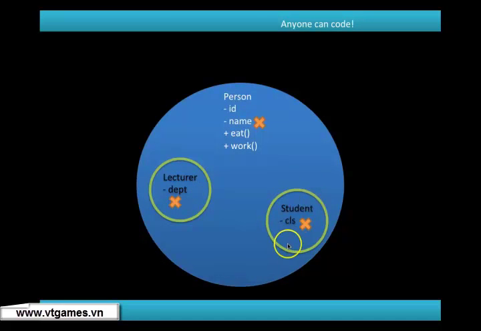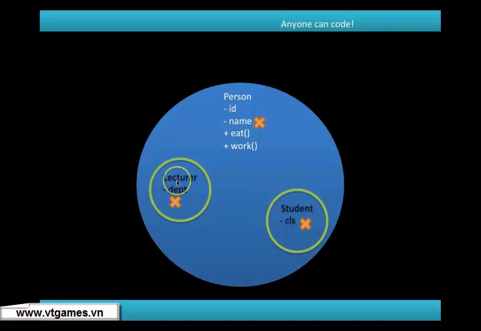Similarly, the student has the common characteristics like ID and name, and its common behaviors like the ability to eat and work, because a student is also a person. Besides the common characteristics and behaviors, the student has its own special characteristic, which is the class of students.